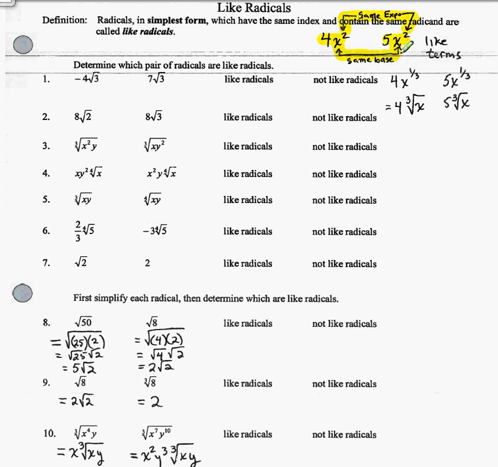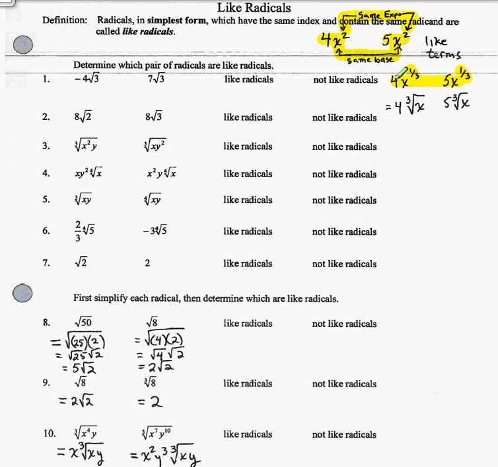So here's another example of like terms. Notice that the base is the same. The base is both x on both of these terms. And now the exponents are also the same, 1/3 in each case. So we're in agreement that these are like terms.